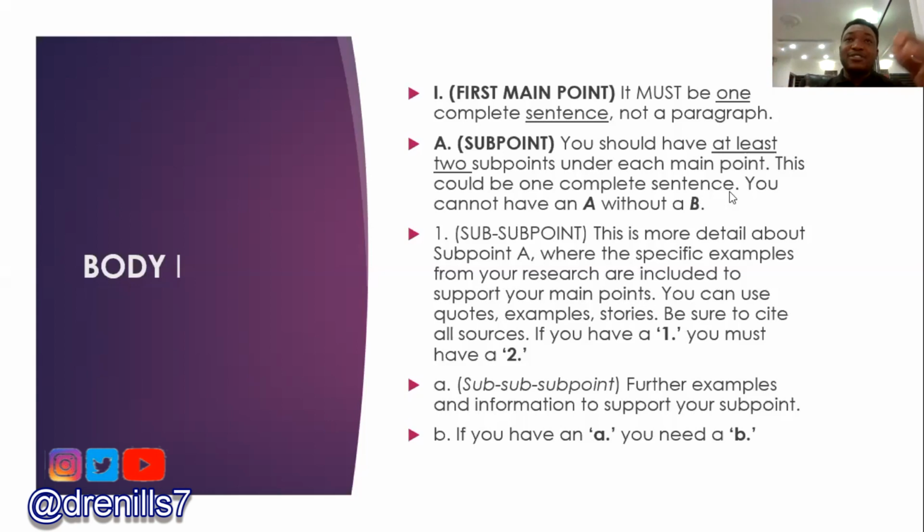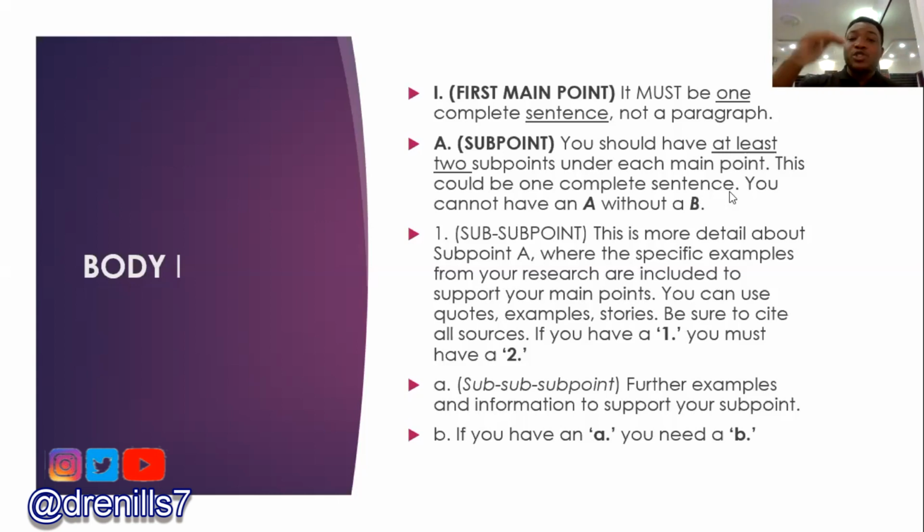Under the main point, you can have a sub point. So you have A, you use A. You should have at least 2 sub points under each main point. So you can't just write main point 1, main point 2, main point 3, and conclusion. No. Under the first main point, at least 2 sub points. You can't have just one sub point. You can see here it's written, you cannot have an A without a B. So you're going to have one sub point, then you're going to have the second one or the third one.